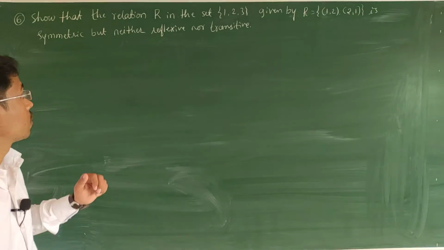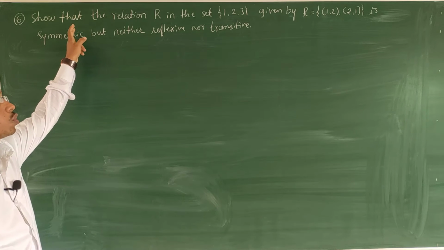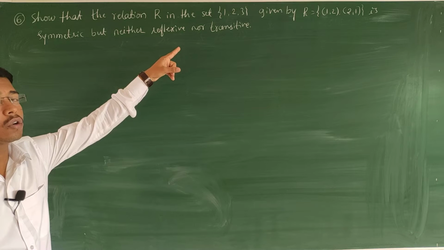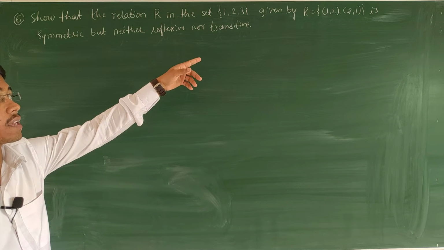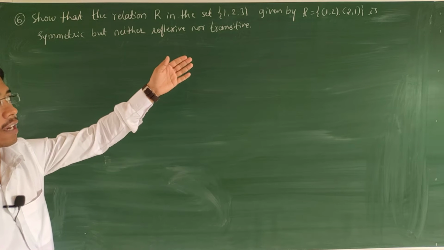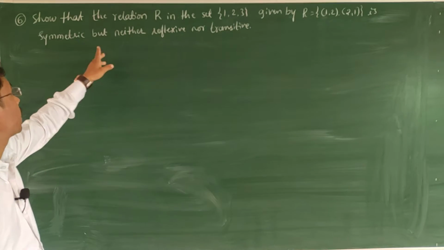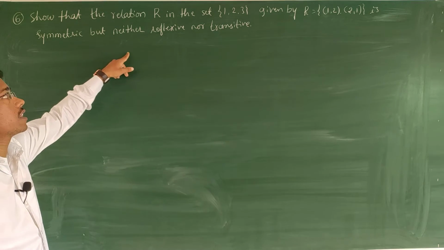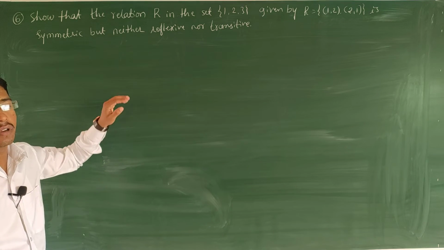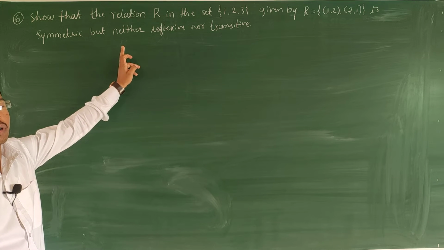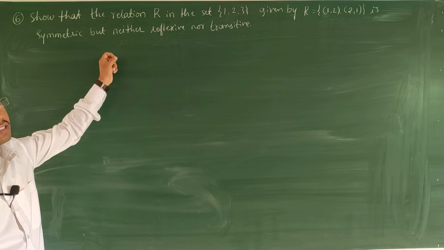Next question, question number 6. Show that the relation R in the set {1, 2, 3} given by R = {(1, 2), (2, 1)} is symmetric but neither reflexive nor transitive. So they have directly given the ordered pairs. You have to show that the relation is neither reflexive nor transitive, but it is symmetric.